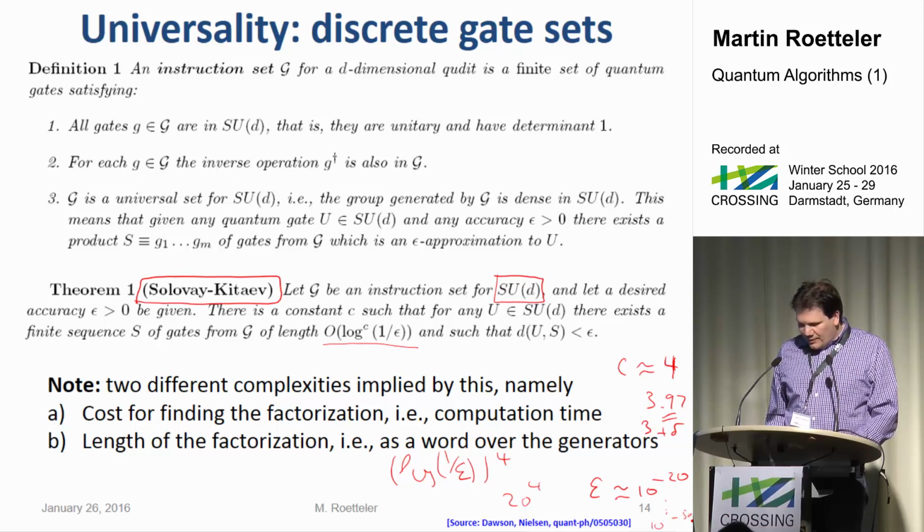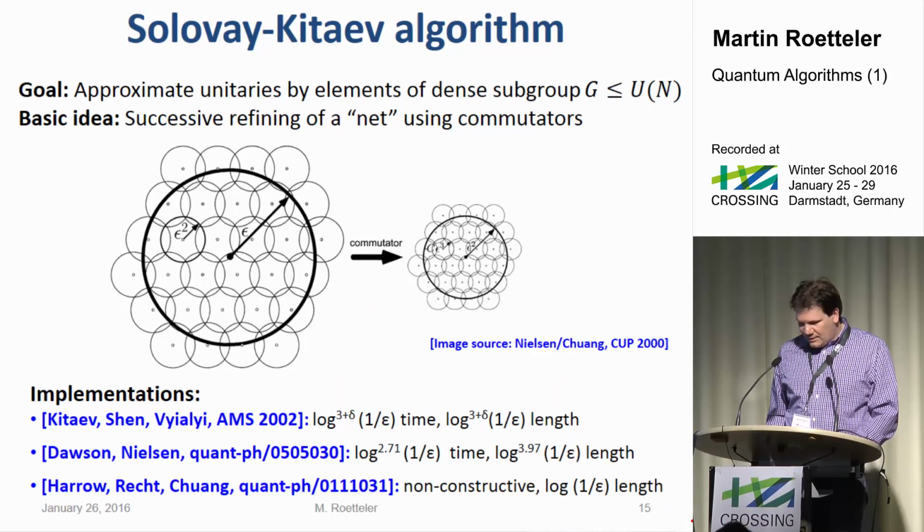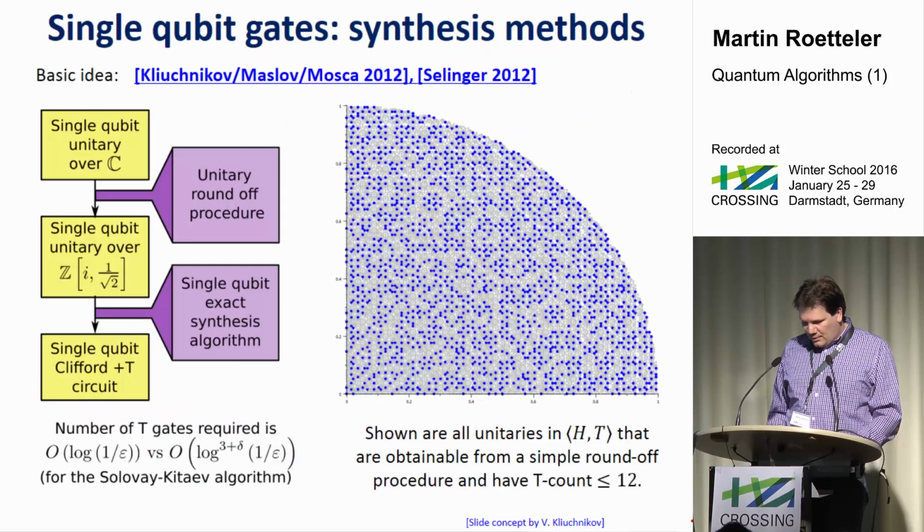So that's why the Solovay-Kitaev theorem is very nice in theory, but in practice, if you know more about your gate set, there are better choices. I'm going to skip this. This is about the idea of how the Solovay-Kitaev theorem really works, starting basically from an initial set of gates, and then you refine that set of gates you approximate. I'm going to skip that.